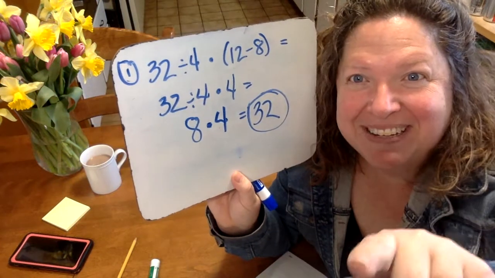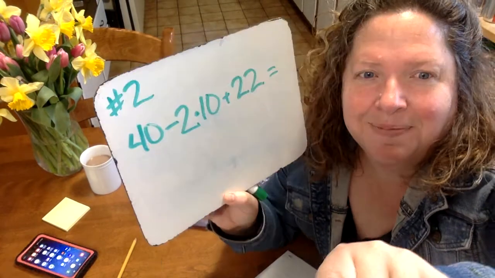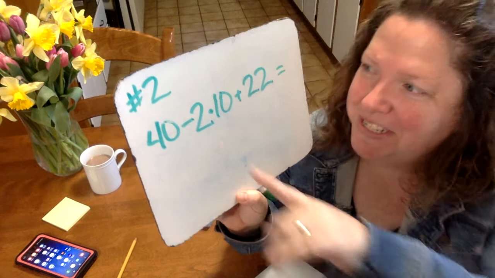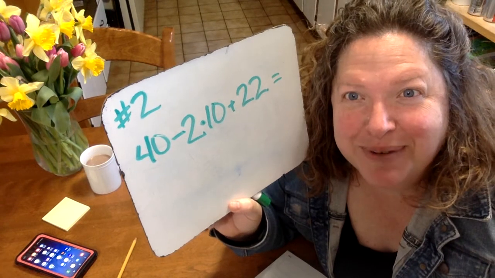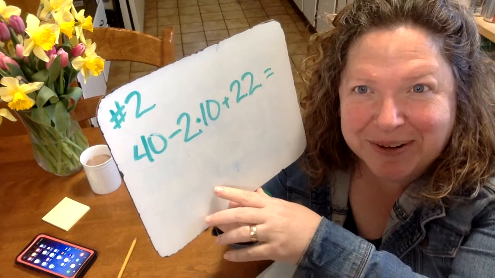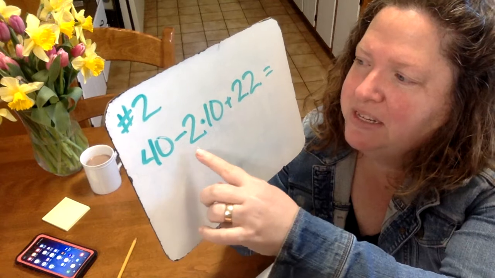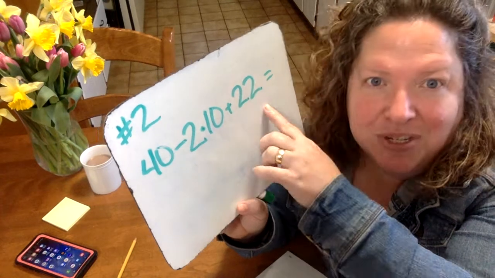So there's number 1. Thanks, Hannah, for requesting it. Okay, our next question is number 2. Thank you to Andrew and Hannah for requesting this one. So shout out to them. It is 40 minus 2 times 10 plus 22.